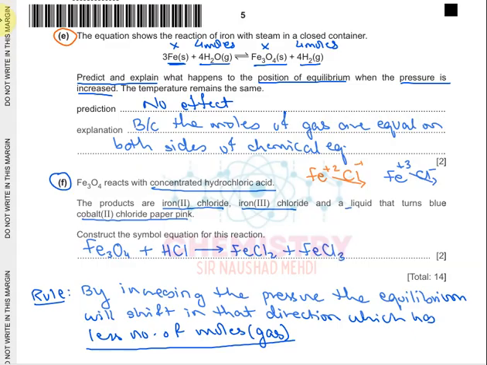And the liquid that turns blue cobalt 2 chloride paper pink. So they are not giving you the direct name of the liquid which is being formed. They are giving you the identification test for that liquid. And that test is that the liquid will turn the blue cobalt 2 chloride paper pink, and this is the test for a liquid which is water, H2O. H2O is that liquid which turns the blue cobalt 2 chloride paper pink. So basically it is water.